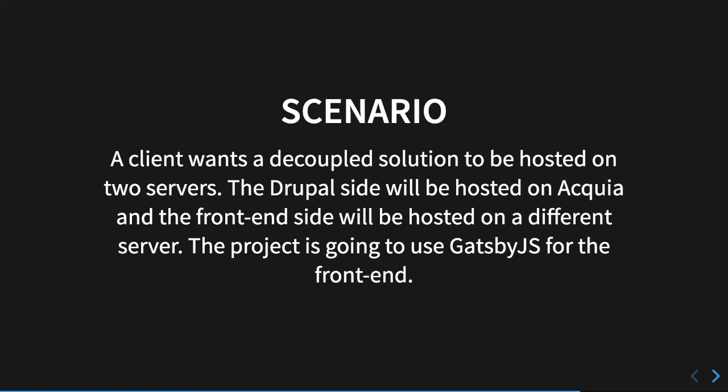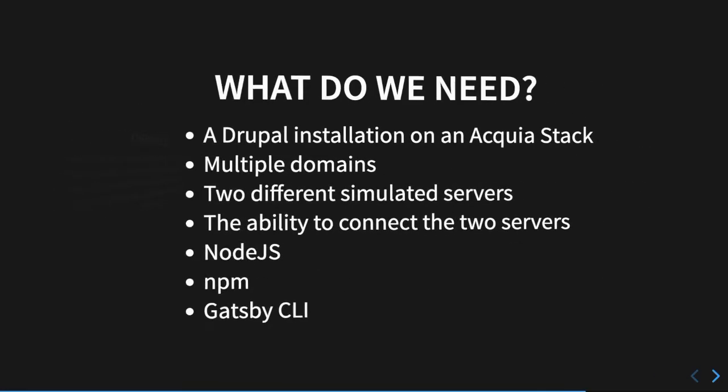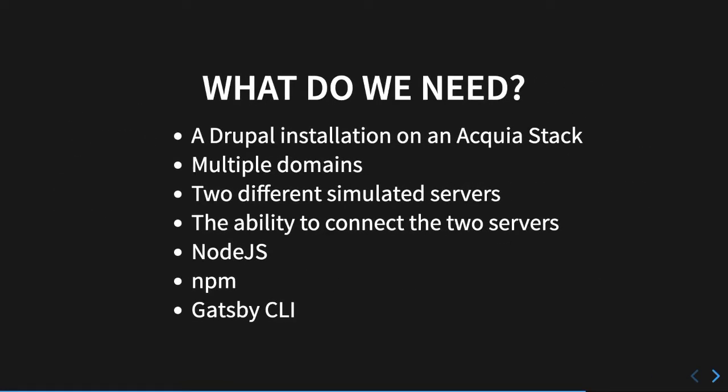So let's think about what we need for this. Well, we need a Drupal installation on an Acquia stack. Again, you could replace this with WordPress on Automattic or whichever. We're going to need multiple domains. We need two different simulated servers, and we need to be able to connect those servers. We need NodeJS so that our React or Gatsby app can run, NPM or Yarn so that we can get the packages, and Gatsby CLI. So let's dive in and start with our Dockerfile.